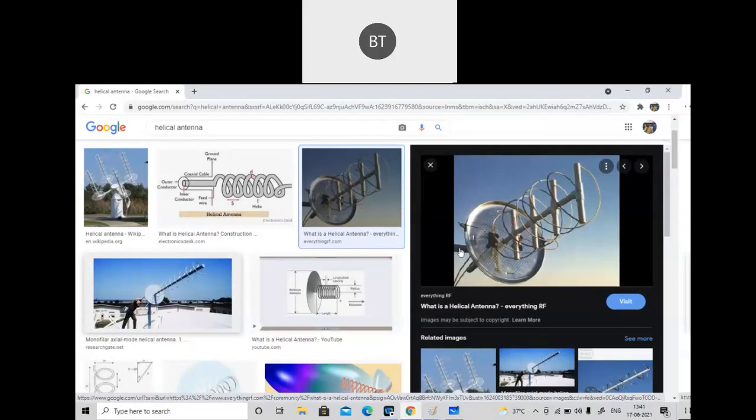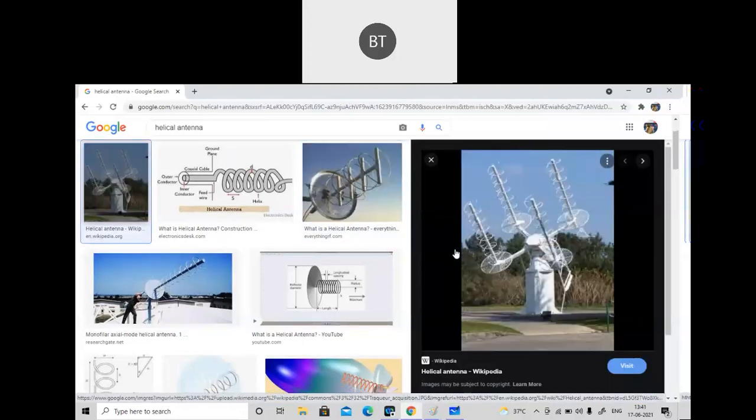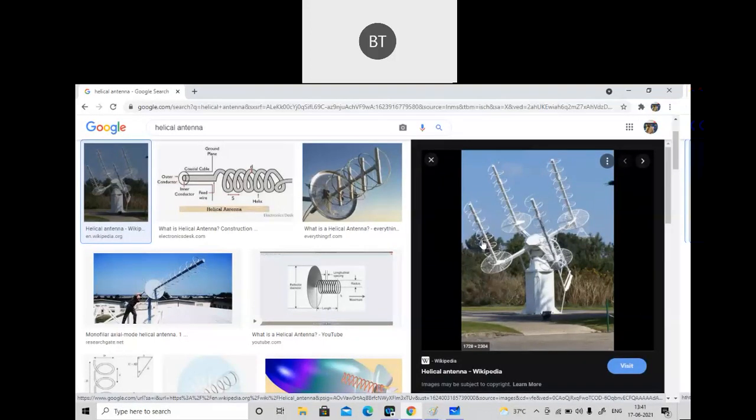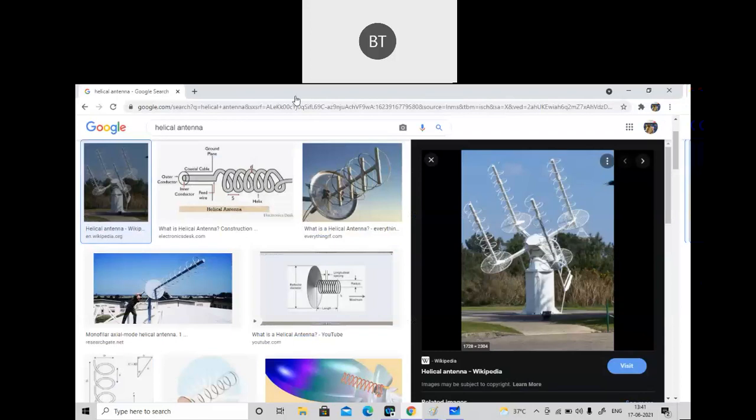So you can see here how it looks on a rooftop. This is what a helical antenna is. If somebody asks you, you have to show them. And you can see four antennas are grouped together. So we can say that a helical antenna array is there, meaning four antennas are connected together. So we can also call it a helical antenna array. This is one antenna, this is the second. So this is what a helical antenna array is.